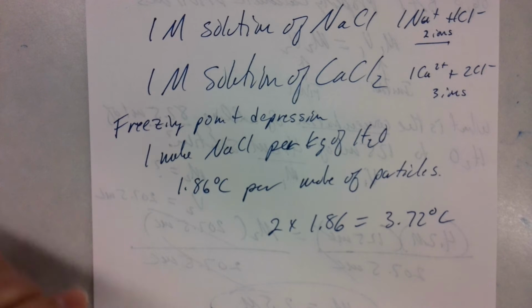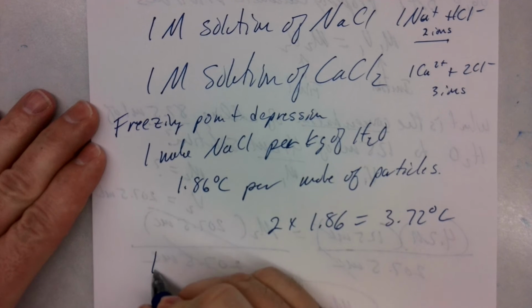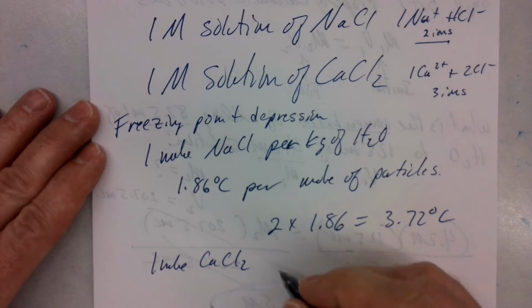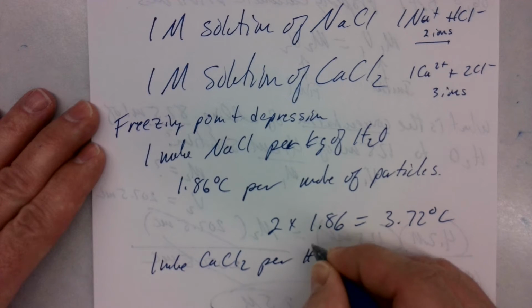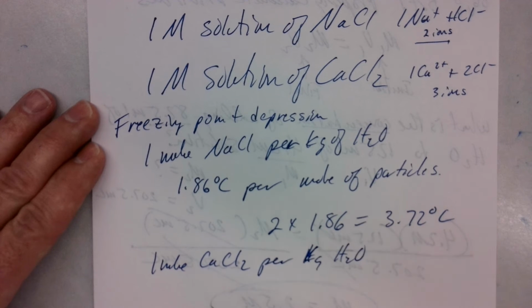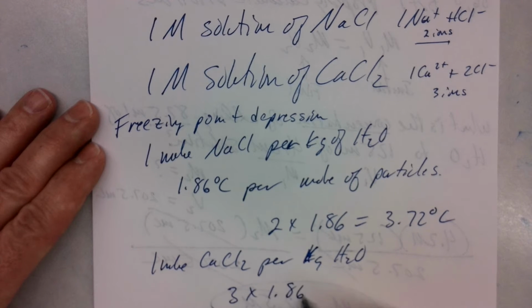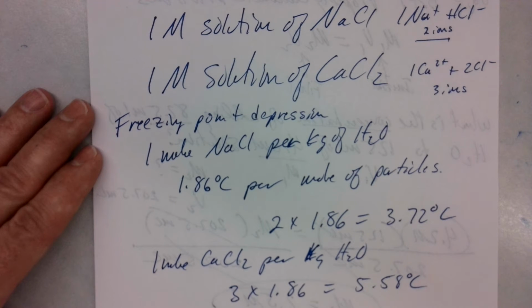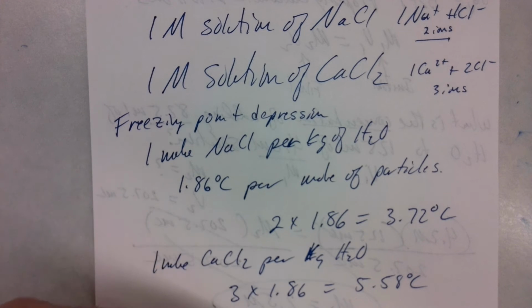But what's it going to freeze at if I use the calcium chloride? Well, if I've got the same thing, 1 mole of CaCl2 per kilogram of H2O is now going to be 3 times 1.86, which is going to give me 5.58 degrees Celsius. So which one's better? Yeah, the one that gives you the greater number of ions.